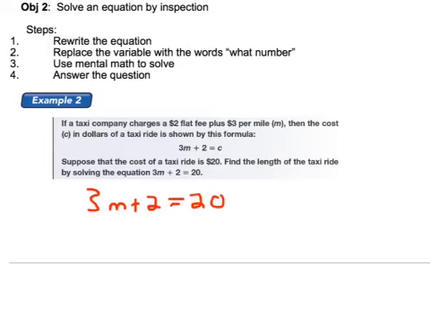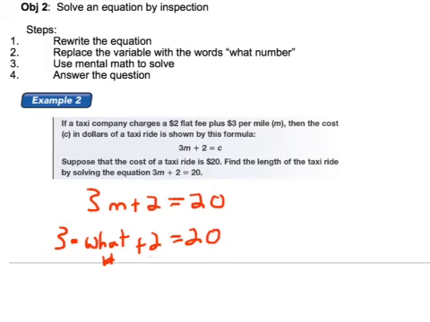So first step is to rewrite the equation. Now to do step 2, we have to understand what this means. Okay, this means 3 times M. Okay, 3 times M. So I'm going to replace the letter M with what number? So first I got to put 3 times what number plus 2 equals 20. So I'm asking, okay, what number, if I multiply it by 3 and then add 2, will give me 20?